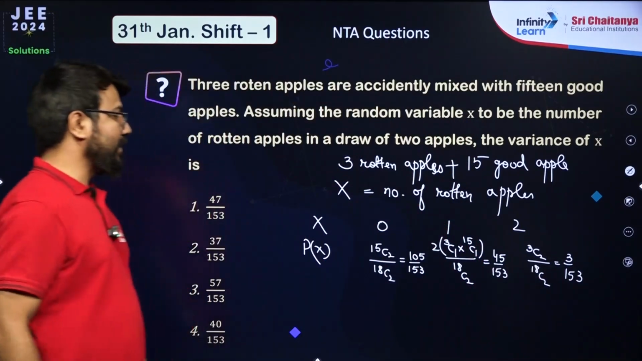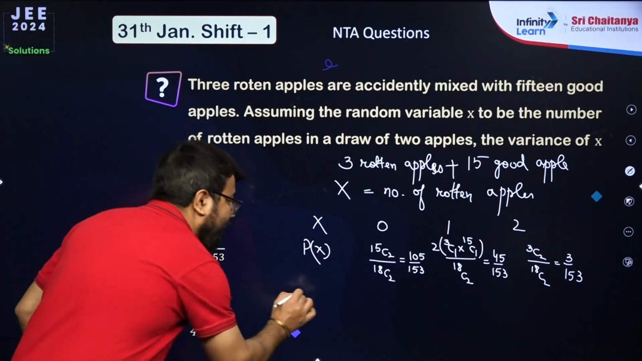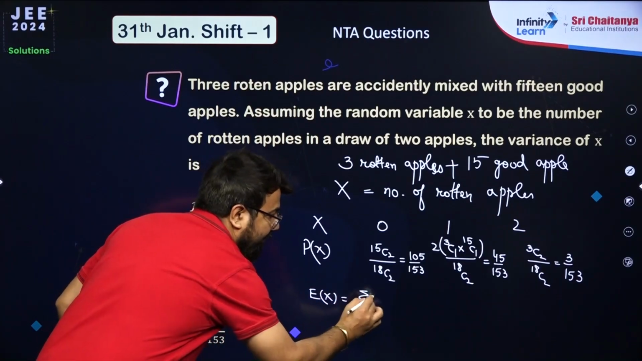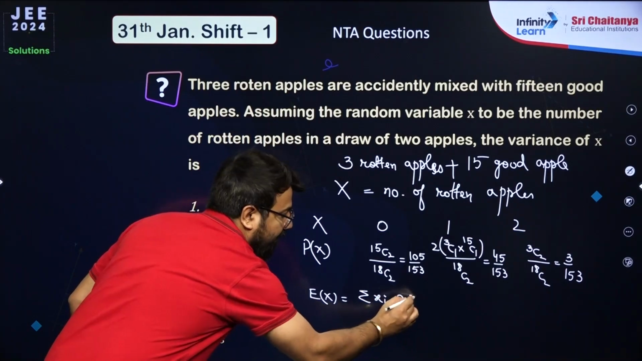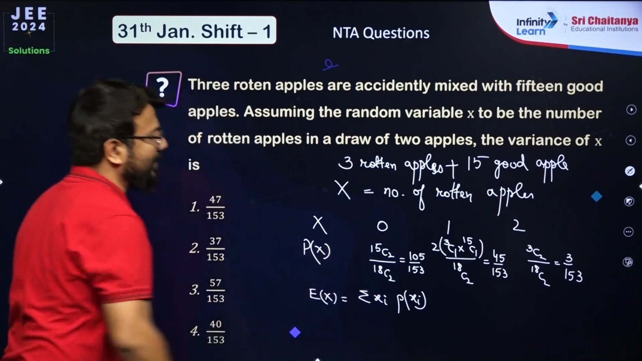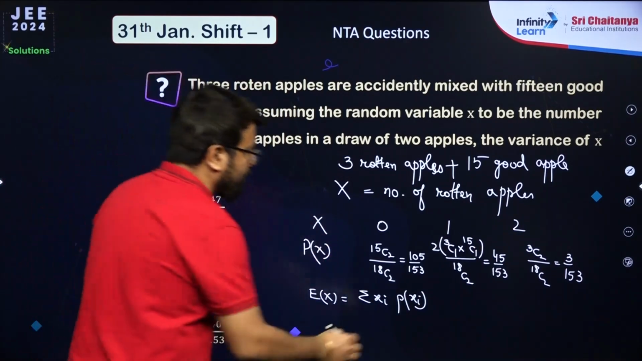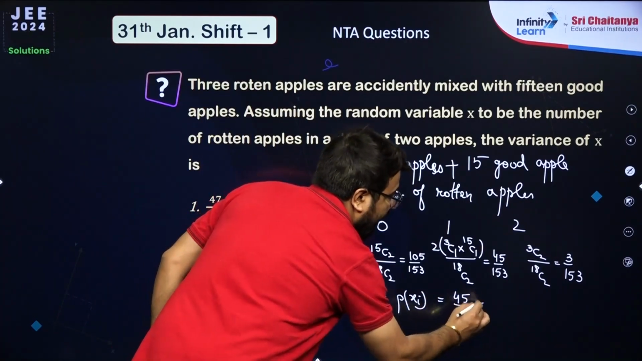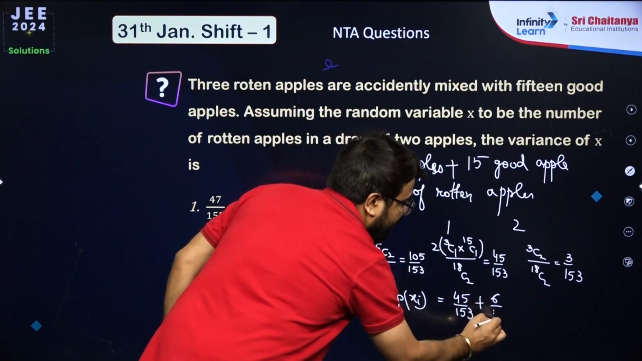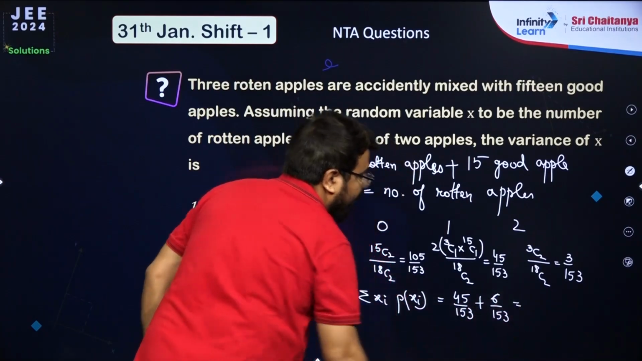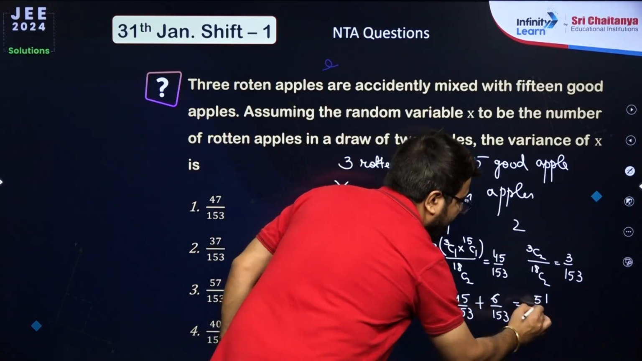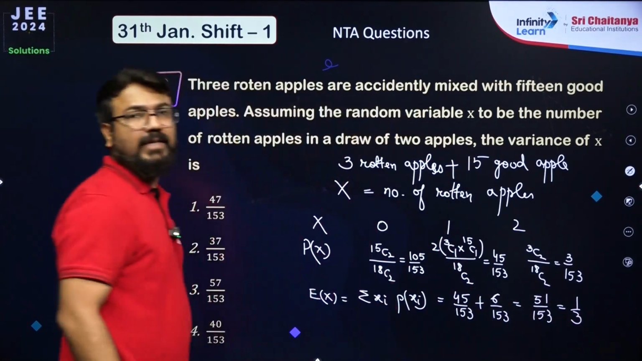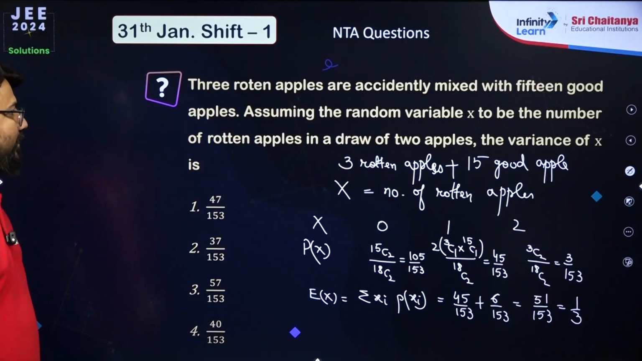I hope you are able to understand. Now, my dear students, first of all, get mean or expectation. Expectation is xi into p of xi. So you just need to multiply 0 into this, 1 into this. So that will become 45 over 153, and then that will become 6 over 153. 45 plus 6 will be 51 over 153, and that is 1 by 3. So the mean of the data is 1 by 3. I hope you are able to understand.